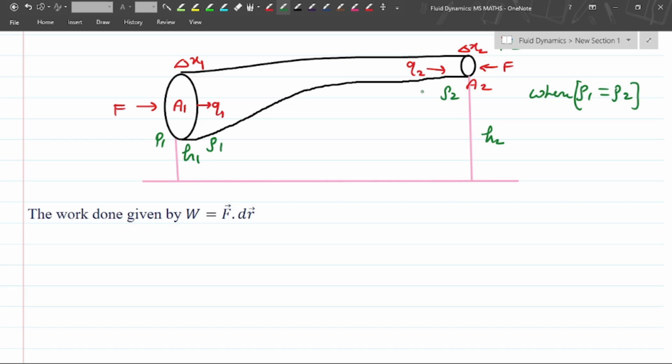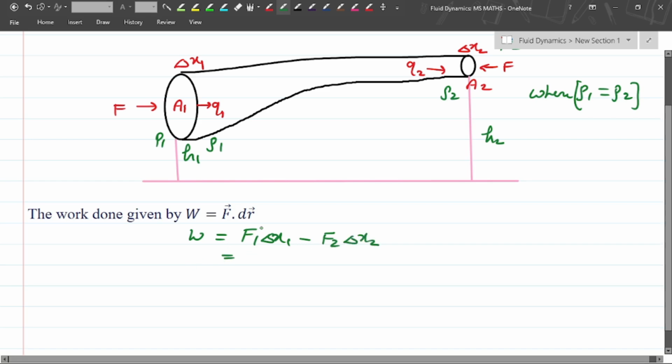Now, to prove the conservation of energy, we will start with the work. Work is nothing but the force and the distance traveled. So the work done is W, that is basically F1 delta x1 minus F2 delta x2. Now the force is represented in terms of pressure, since pressure is nothing but force per unit area. So we can write it this way: at the first part it is P1 times the area A1 into delta x1, minus P2 times the area A2 into delta x2.